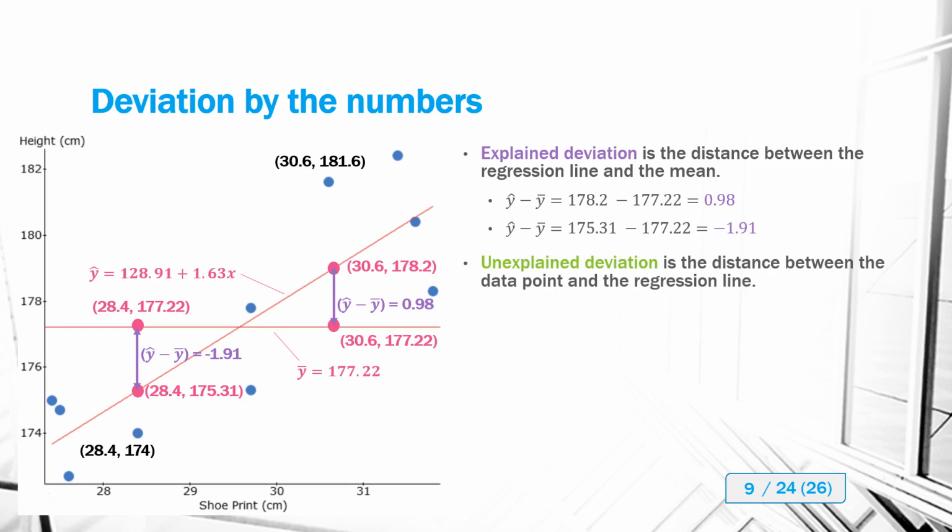Now, unexplained deviation is the distance between the data point and the regression line. So for the first data point that we looked at, that's going to come out to be 3.4. So I take that y value for my data point, subtract out the y value for the corresponding point on the regression line, and I get 3.4. Likewise, for the second data point that we looked at, the value comes out to be negative 1.31. Again, notice how the data point that's below the regression line comes out with negative deviation, whereas the one that's above the regression line comes out with positive deviation.